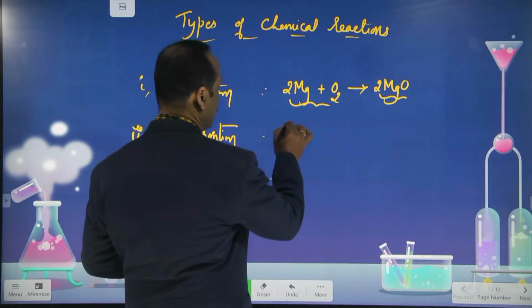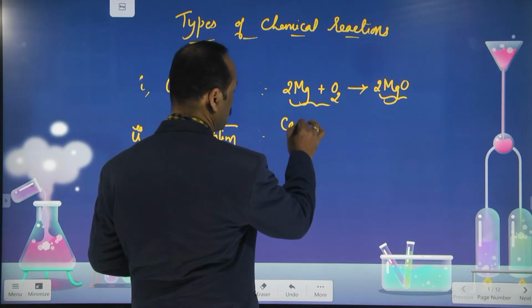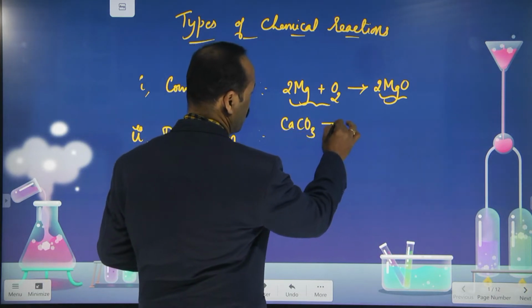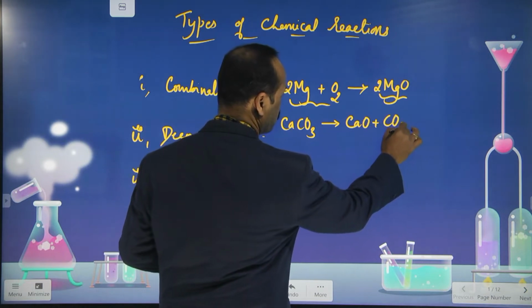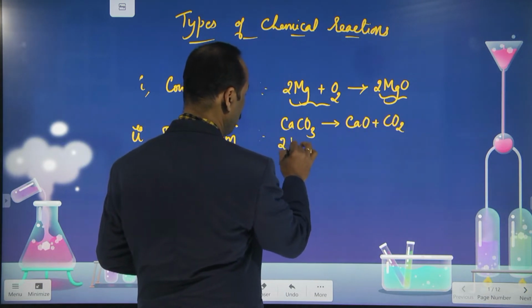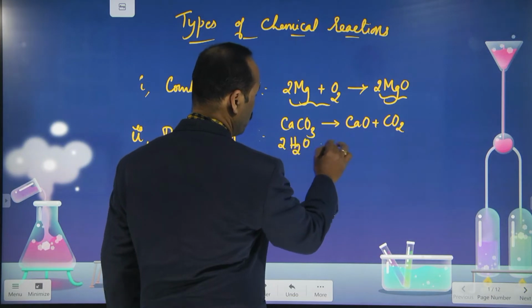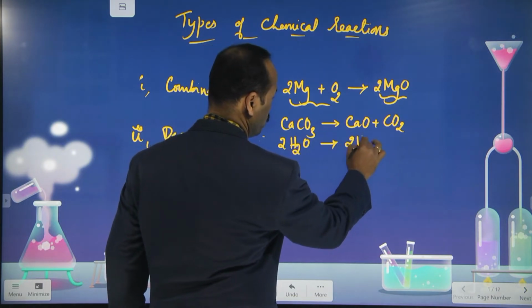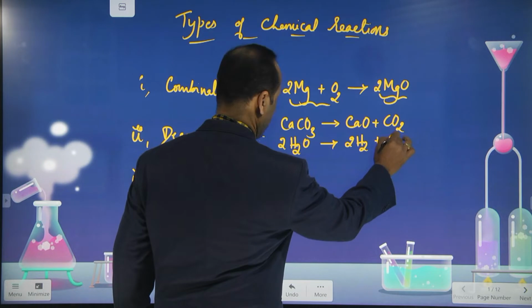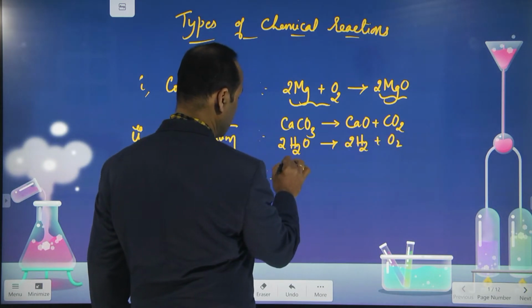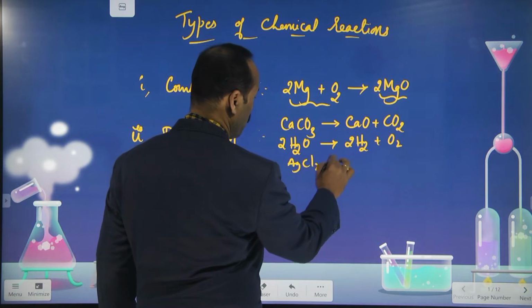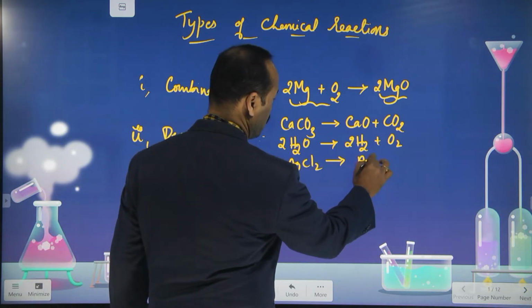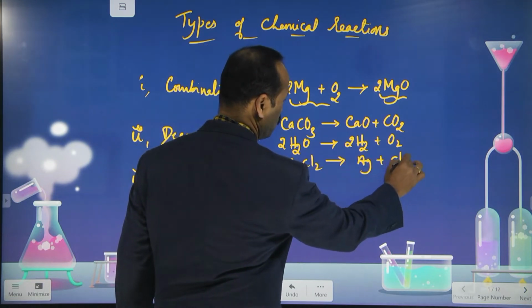For thermal decomposition, I gave CaCO3, calcium carbonate. On heating, it gives calcium oxide plus carbon dioxide. For electrolysis, I gave 2H2O, which gives rise to 2H2 plus O2. And for photolysis, I gave silver chloride, AgCl. In the presence of sunlight, it decomposes into Ag plus Cl2.